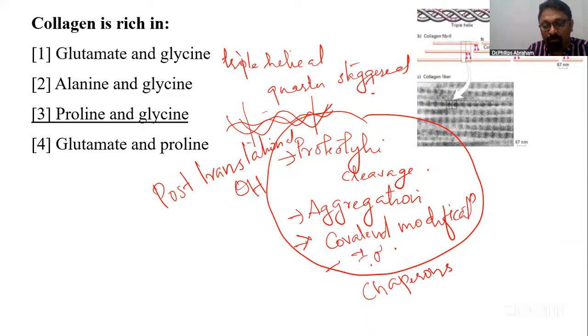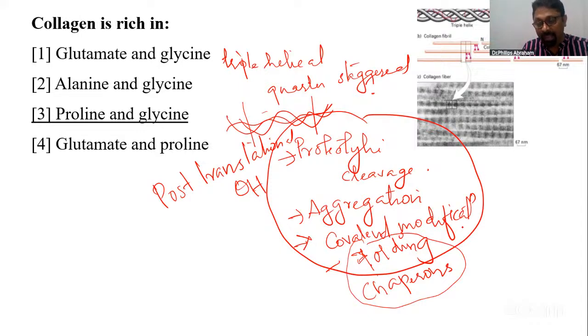Okay, protein folding. So these are the 4 major types of modifications that happen after protein synthesis. One is proteolytic cleavage, another one is aggregation, covalent modification, and folding. Here in collagen maturation, we see 3: proteolytic cleavage, aggregation, and covalent modification. And another protein we see folding with the help of protein chaperones.